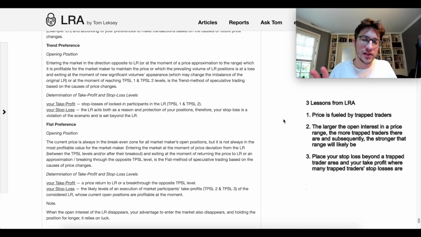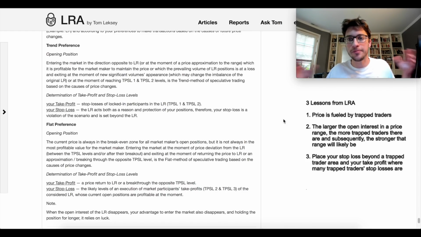So there are 3 main lessons from LRA. There are dozens of other things you can learn from this. There's just 3 things that I found to be the most interesting. 1, price is fueled by trap traders. Price tends to just keep going up and up, or price tends to just keep going down and down. And what tends to happen when price tends to do that is that there's a trapped trader side. So typically there's a long period of consolidation in crypto or in Bitcoin, right?